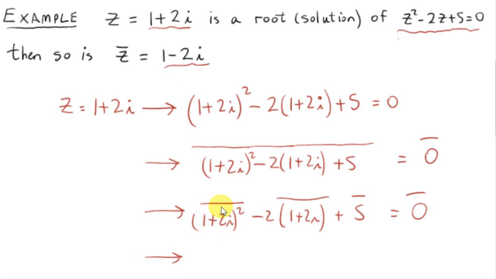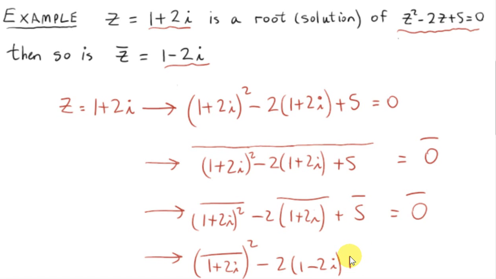We also showed that if we have the conjugate of a number squared, it's just the same as the conjugate of the complex number all squared. That was another property that was proven. That was the multiplication property. Now we can take minus 2 out of this. Actually, the conjugate of 1 plus 2i, as we know, is 1 minus 2i.